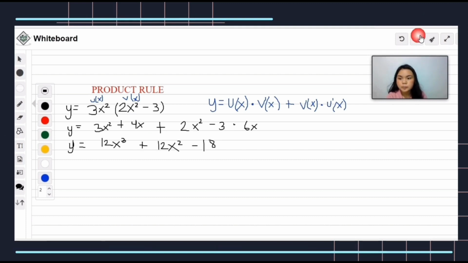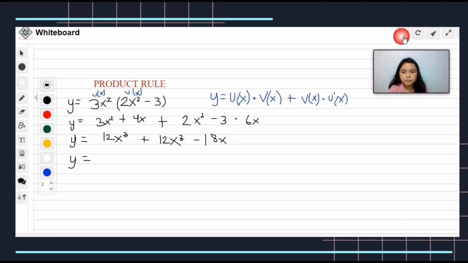And then we will multiply 3x squared plus 4x. It will become 12x cubed. And then we multiplied 3 times 6x and it will become negative 18x. And then we just added 12x cubed plus 12x cubed, which became 24x cubed. And then bring down the negative 18x.